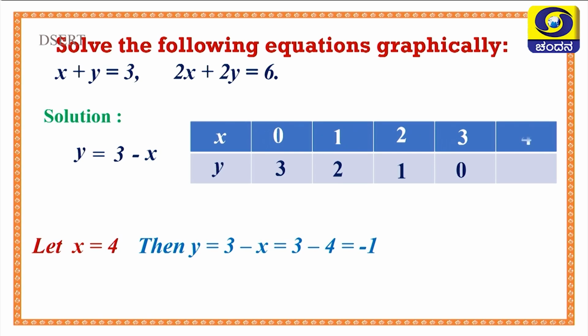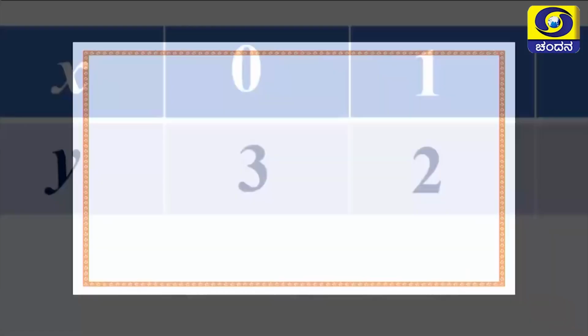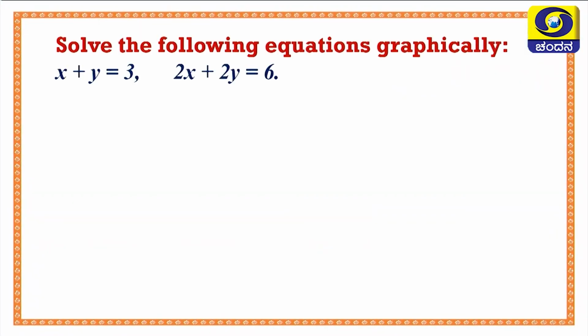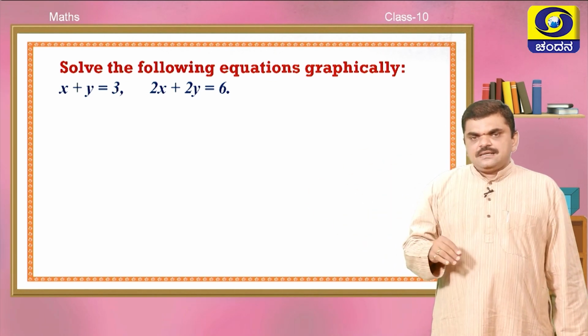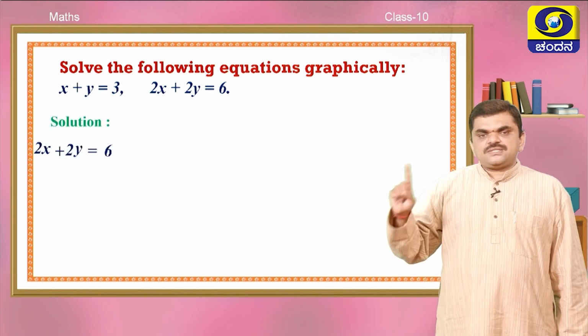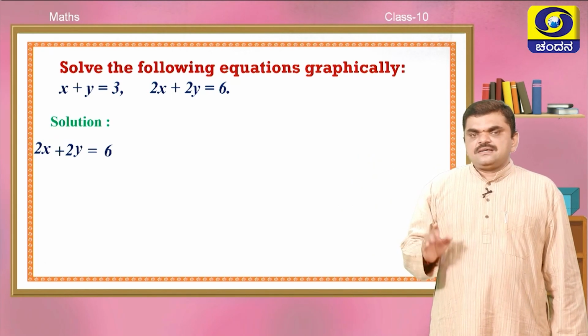So, x coordinate is 4, y coordinate is minus 1. This is for the first equation, children. For the second equation, let us see. What is the second equation? 2x plus 2y is equal to 6.